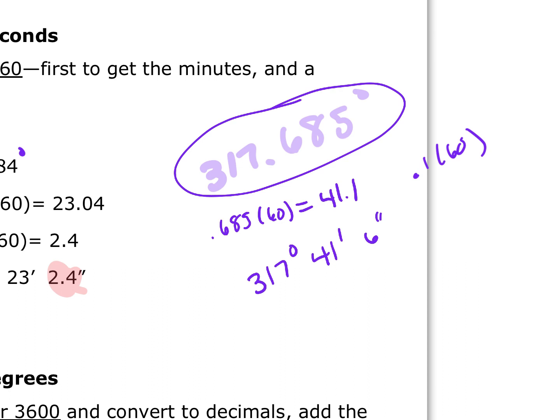So why are we multiplying the 317? Because that's the full amount. That's the whole amount. We don't need to multiply that times anything. It's just the decimal part. It's the smaller parts that we have to figure out.